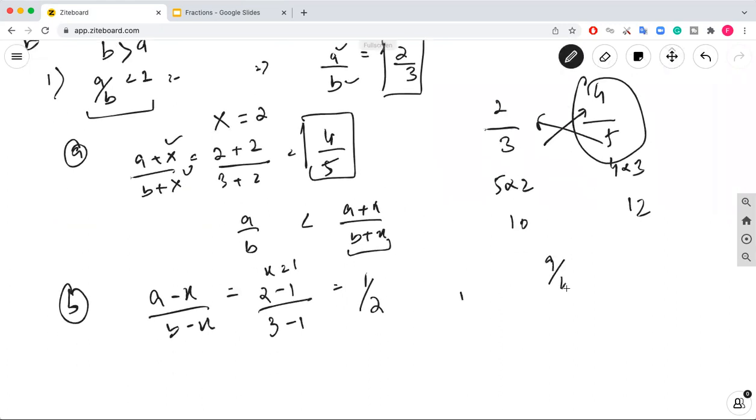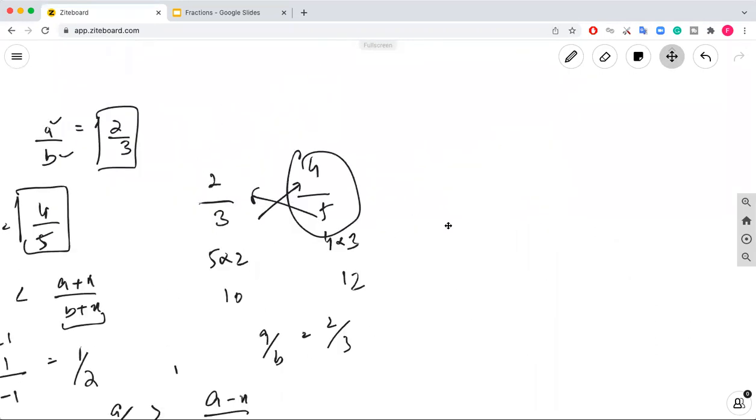and a over b is equal to 2 by 3. So tell, a over b is greater or a minus x over b minus x is greater. Which quantity is greater? A over b is greater. Yes, a over b is greater than a minus x over b minus x. So these are the first two scenarios for the proper fraction. Now let's move to the improper fraction.